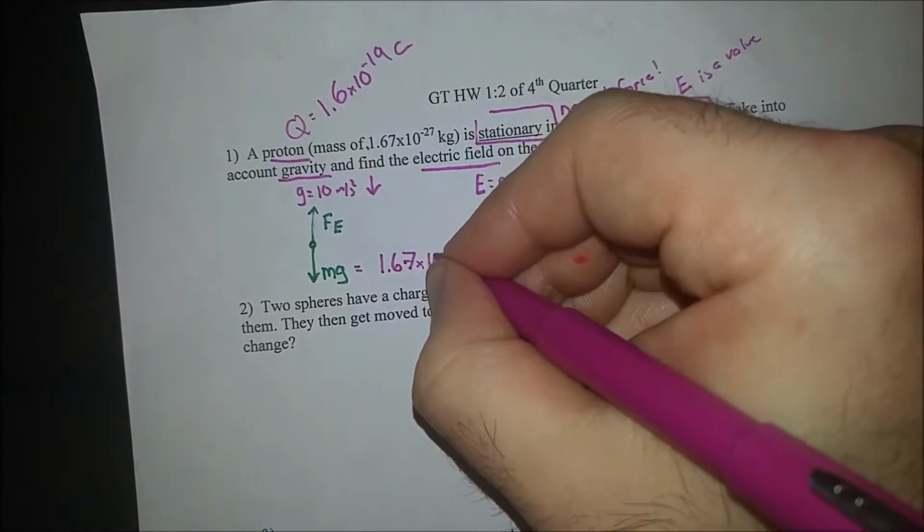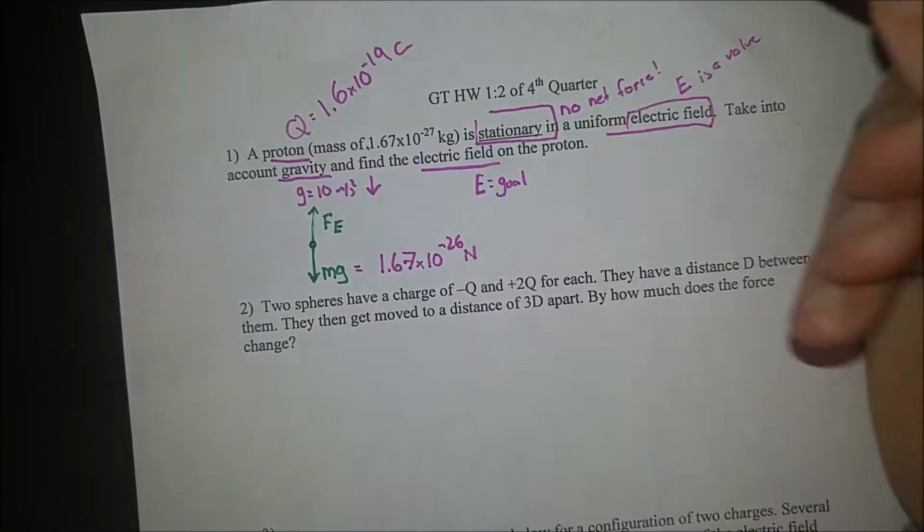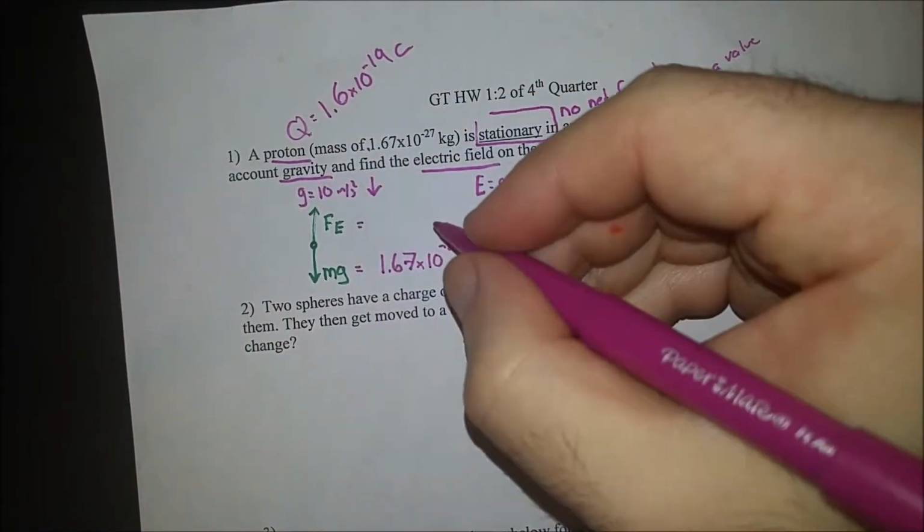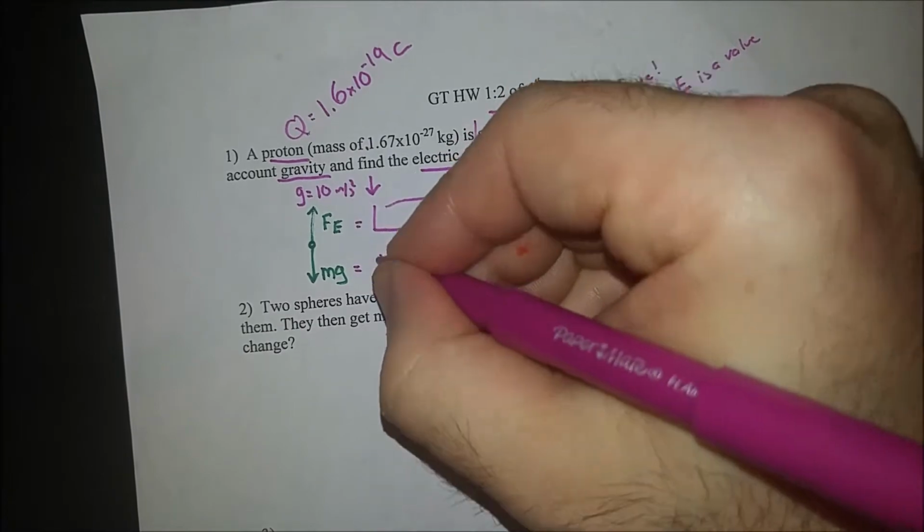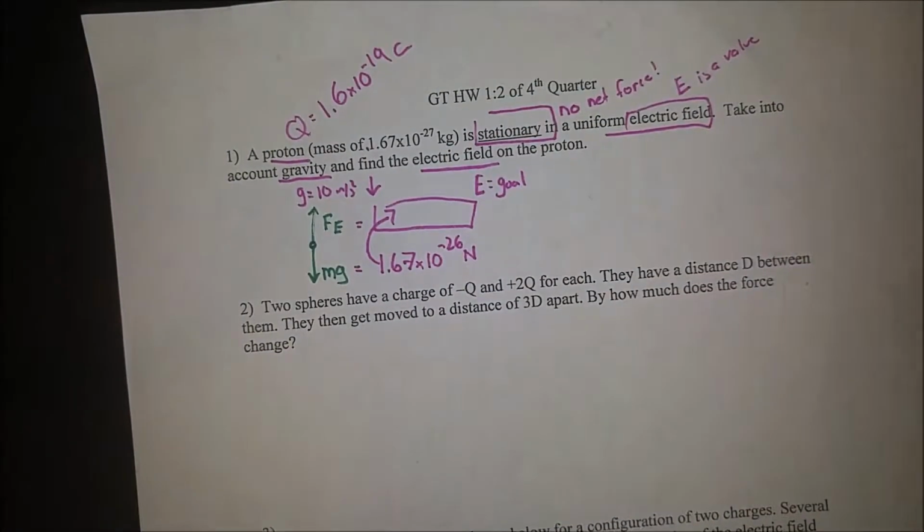There's an upward force. In order to be balanced, there's got to be an upward force. Where does the force come from? The force comes from the other field. The other field is the electric field. So the upward force is to be the exact same as the downward force.